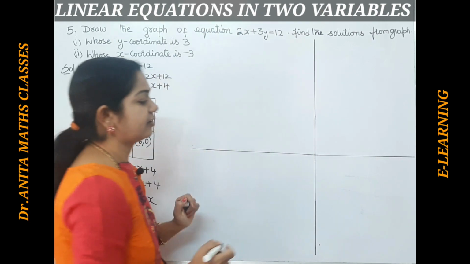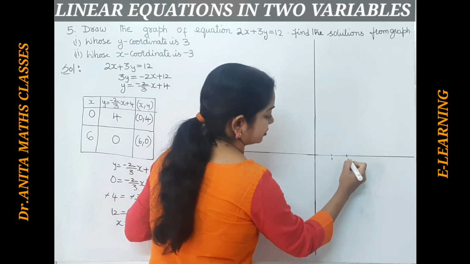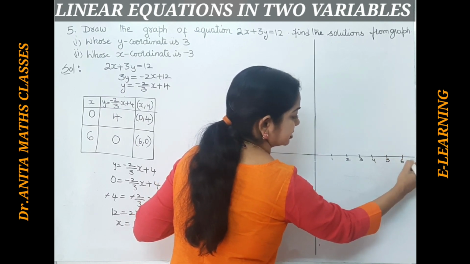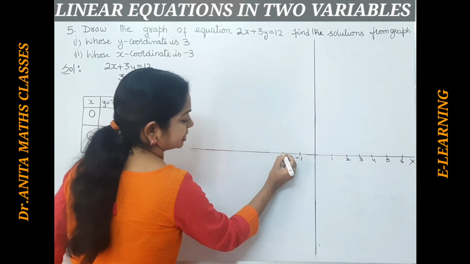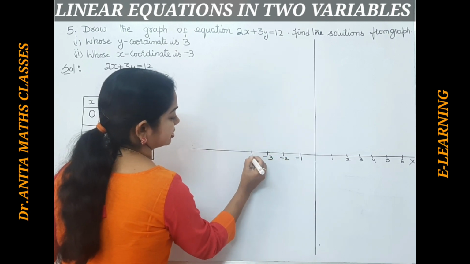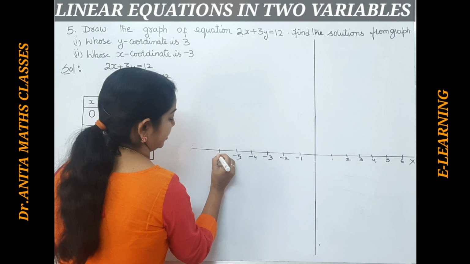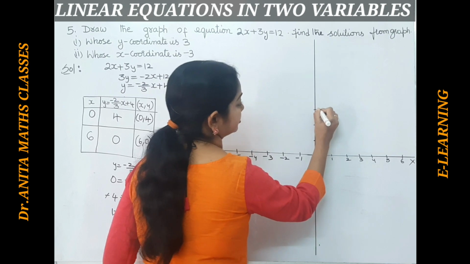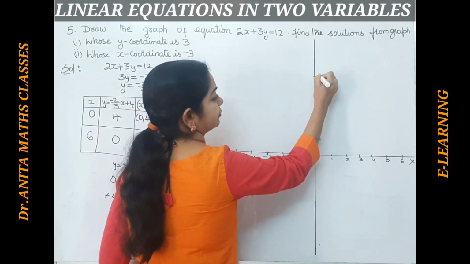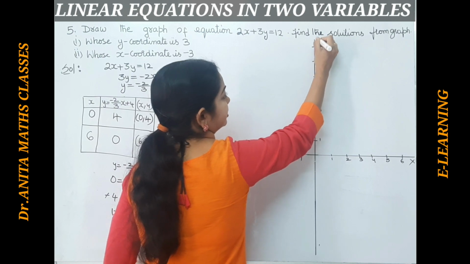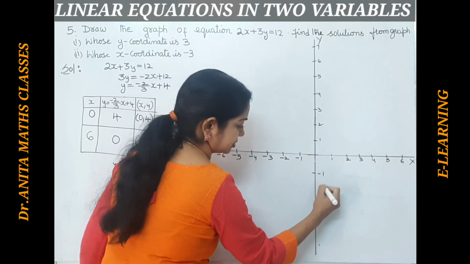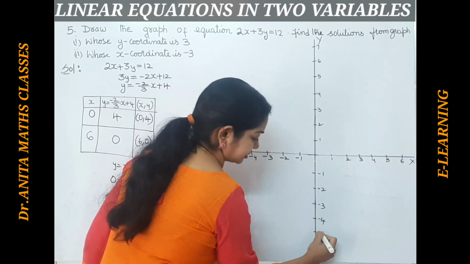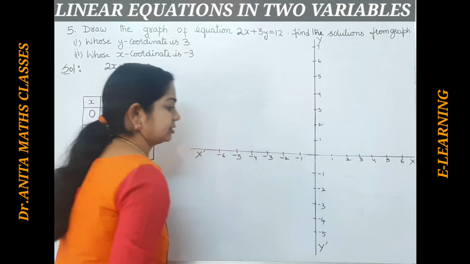Now we will shift over to the graph here. Let me take the points on the positive x-axis as 1, 2, 3, 4, 5 and 6. Negative x-axis: minus 1, minus 2, minus 3, minus 4, minus 5, minus 6. So x dash. In a similar way, on the y-axis 1, 2, 3, 4, 5, 6, 7, and minus 1, minus 2 on the negative y-axis. So y dash. Now these are the coordinate axes.